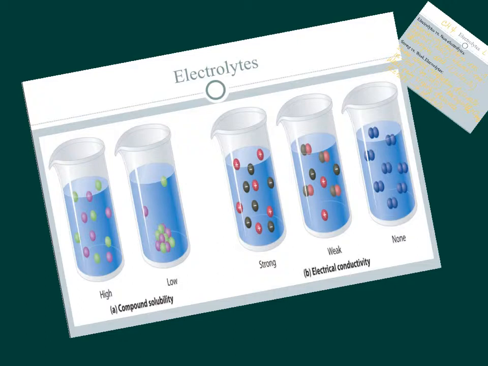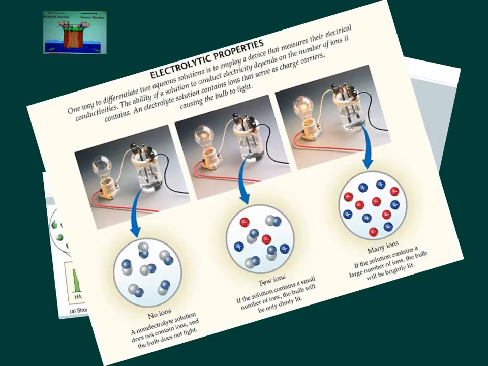Okay, so this diagram, and I've done this demonstration in Regents Chem, shows the difference in electrolytic properties. In this first one, there are no ions whatsoever. This is like me dissolving sugar in water. So this is a non-electrolytic solution, and the bulb won't light because we need the ions to complete the circuit.